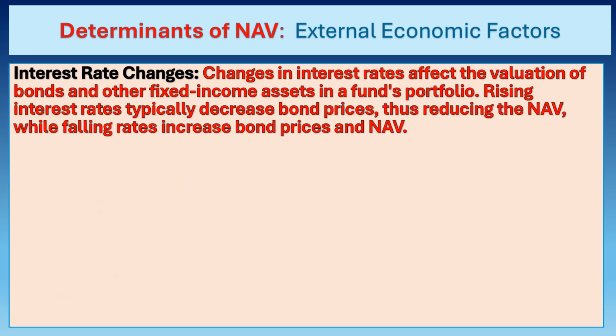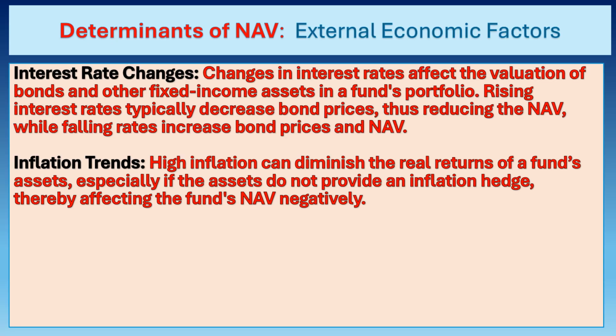External economic factors. Interest rate changes. Changes in interest rates affect the valuation of bonds and other fixed income assets in a fund's portfolio. Rising interest rates typically decrease bond prices, thus reducing the NAV, while falling rates increase bond prices and NAV. Inflation trends. High inflation can diminish the real returns of fund assets, especially if the assets do not provide an inflation hedge, thereby affecting the fund's NAV negatively.